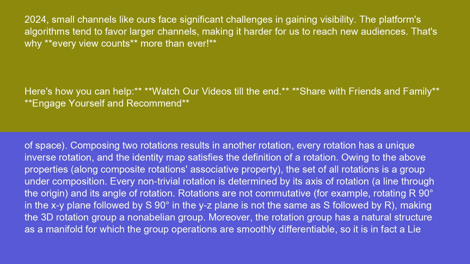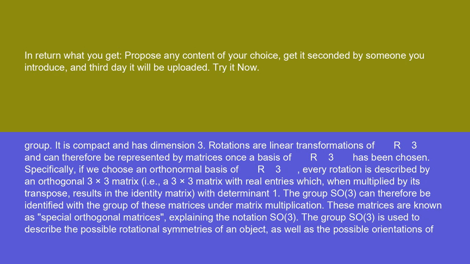Rotations are not commutative. For example, rotating R 90 degrees in the XY plane followed by S 90 degrees in the YZ plane is not the same as S followed by R, making the 3D rotation group a non-abelian group. Moreover, the rotation group has a natural structure as a manifold for which the group operations are smoothly differentiable, so it is in fact a Lie group. It is compact and has dimension 3.